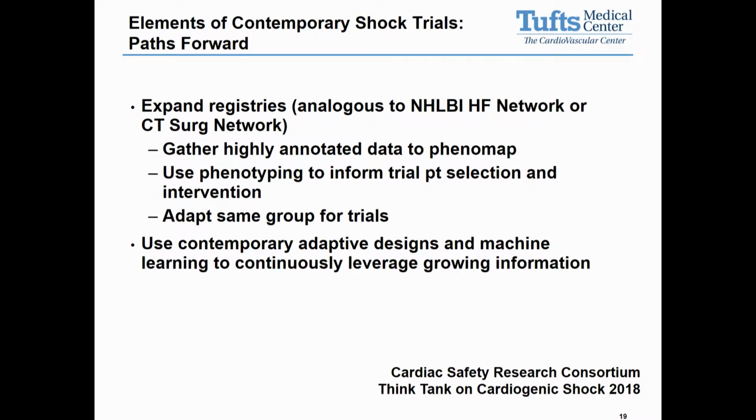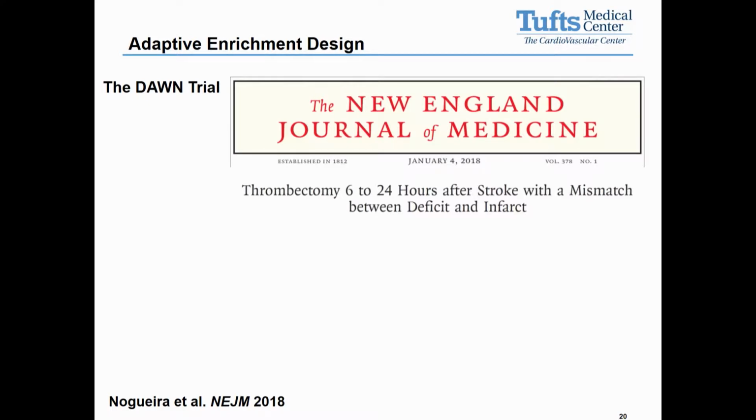In the heart failure world, with trials now, almost all trials we're developing are using what's called adaptive designs. And you can read all about this. It's complicated. I don't really understand it, but I'll tell you what I do understand. This is an example of a paper that was published in the New England Journal last year. It was a trial called the DAWN trial, and it was about thrombectomy in patients who were presenting with a stroke syndrome who had a deficit between the clinical syndrome that they had and the amount of infarct on the MRI or CT, I think. And in essence, then they randomized people to thrombectomy or not.